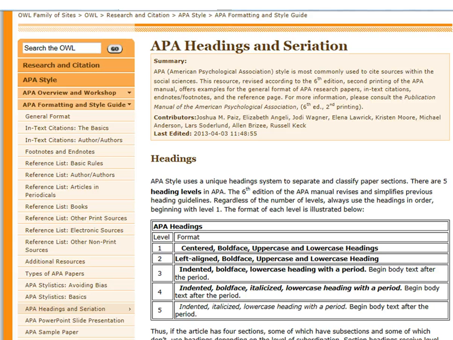Here we see the section of OWL that discusses APA headings, how to set them up and what they look like. So you can see a first level heading is centered, it's boldface, and it uses uppercase and lowercase letters. And you can see a second level heading is left aligned, also bold, and uses uppercase and lowercase letters, and so on and so forth down to fifth level headings. So if you ever forget how to format your APA headings, I would recommend going to OWL Purdue and just doing a quick search of APA headings, and it'll bring you right here so that you can see them.